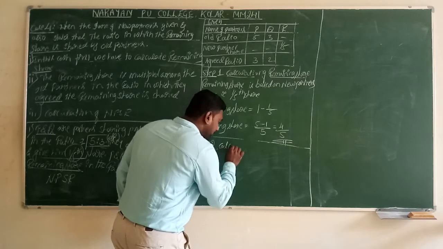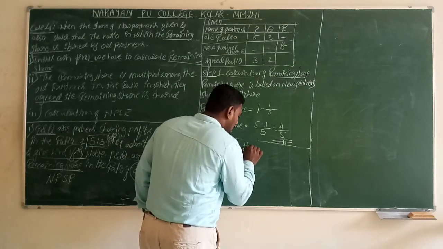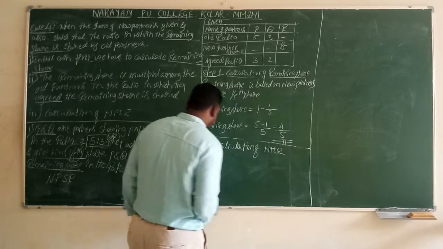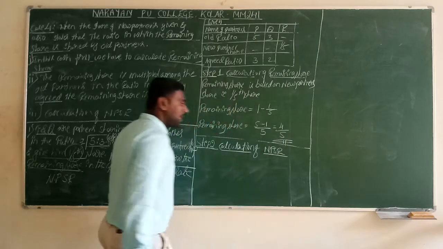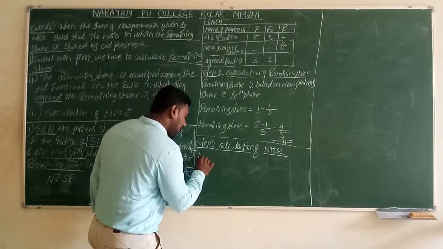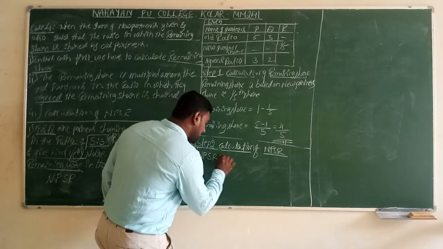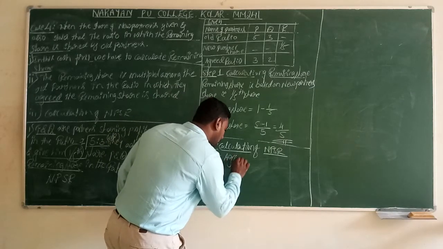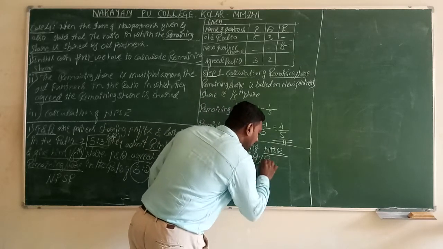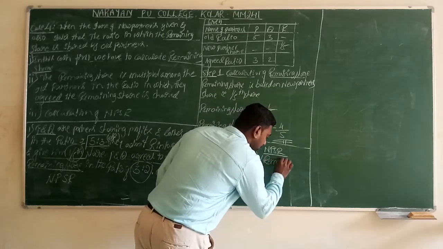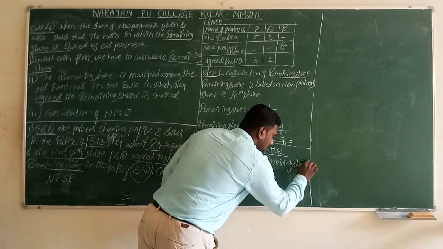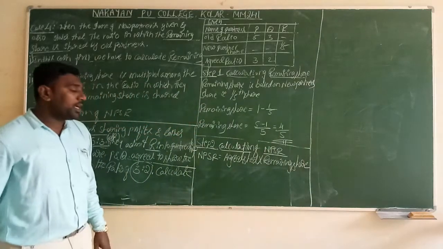Calculation of NPSR. Already we have completed step 1. With the help of step 1, we have to calculate the new profit sharing ratio. So here the formula will be changed. NPSR is equal to agreed ratio or agreed share into remaining share.